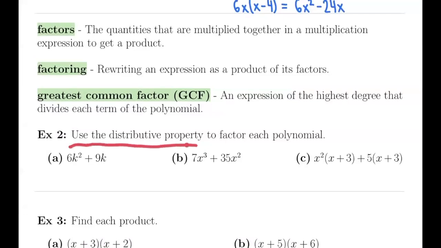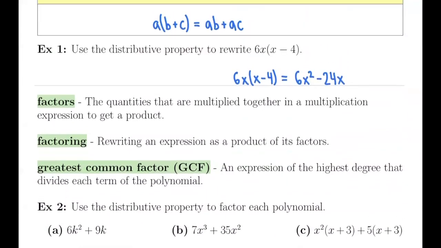So it says use the distributive property to factor each polynomial. So you're probably wondering, distributive property, what does that have to do with factoring? You guys were wondering that, right? I was absolutely just wondering that. Yes, I was about to raise my hand and ask.